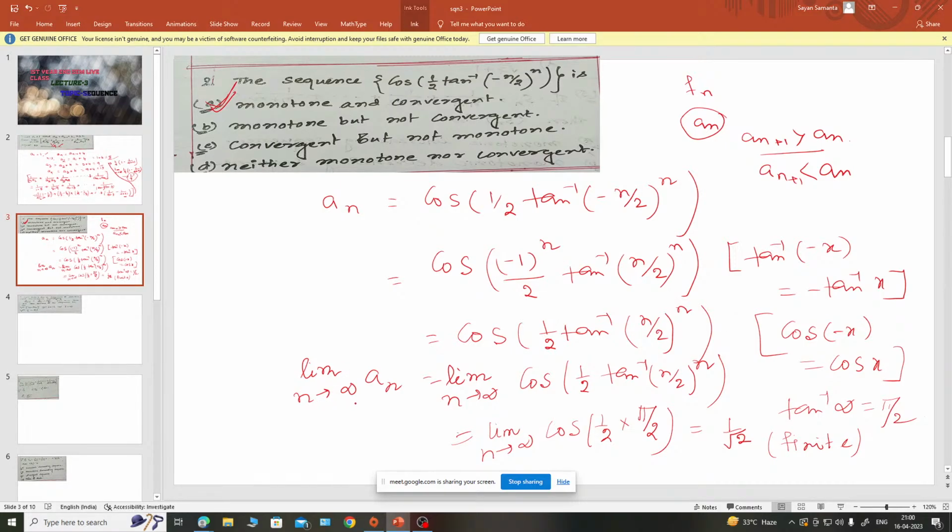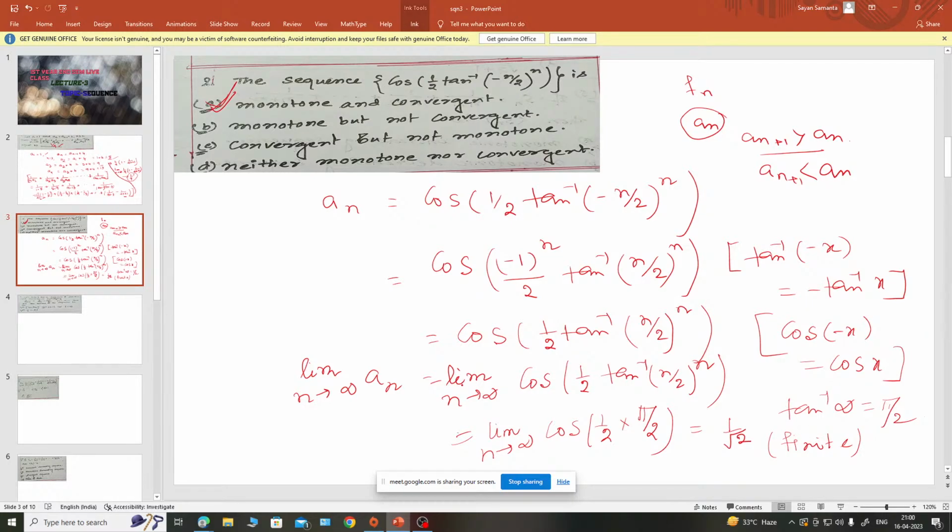Now taking limit n tending to infinity on both sides. So we get this type of relation, and we know that tan inverse infinity is equal to pi by 2, 90 degree. So cos of pi by 4 is equal to 1 by root 2. It gives a finite value. The limit exists, so therefore the limit is convergent.